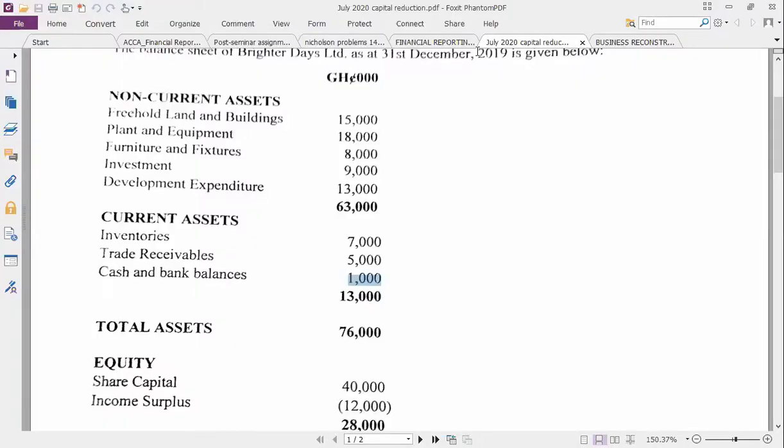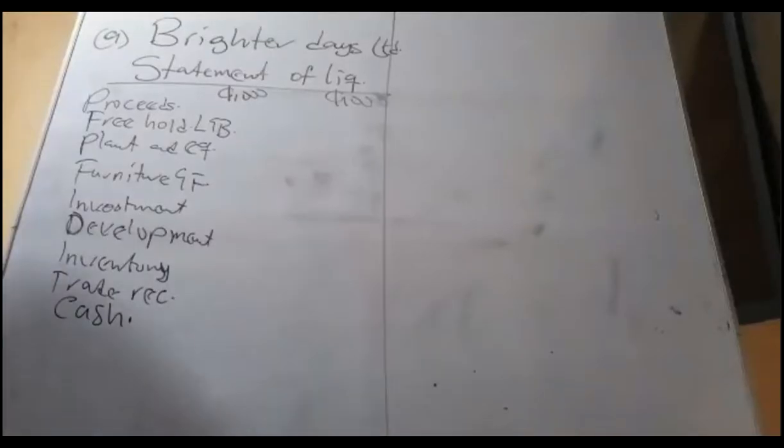Next, trade receivable. Next, cash. For the cash, you are allowed to pick the cash balance. The only item that you are allowed to select is the cash balance. So what's the cash balance? It's 1,000. So you select 1,000 there. So the cash balance, I'll trace it here and put 1,000 there. The rest, no. It must be in a footnote.